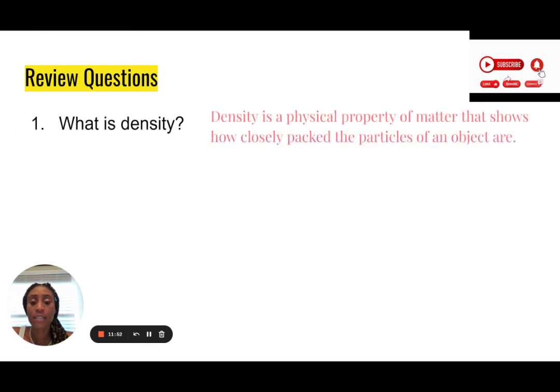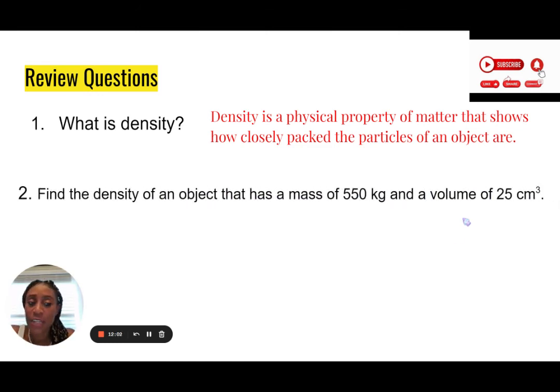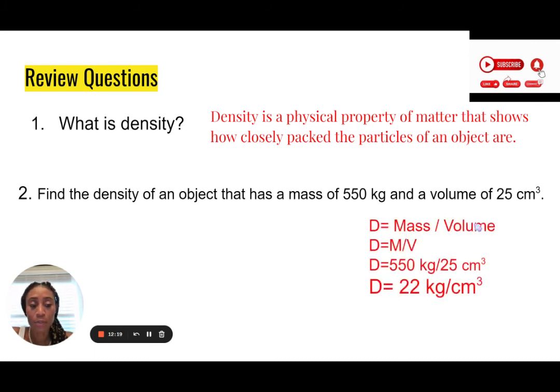What is density? Good job. Density is a physical property of matter that shows how closely packed the particles of an object are. And how do you calculate density? In this case, we have the mass of 550 grams and the volume of 25 centimeters cubed. All you got to do is, density is equal to mass per unit volume. So you divide the mass by the volume, and your answer is 22 kilograms per cubic centimeter.